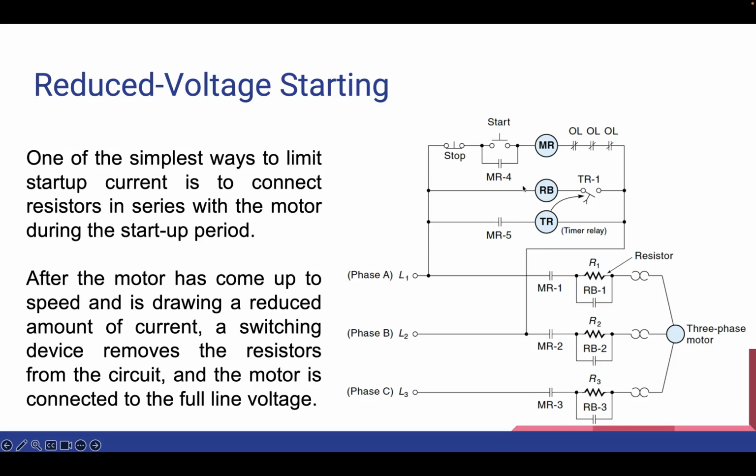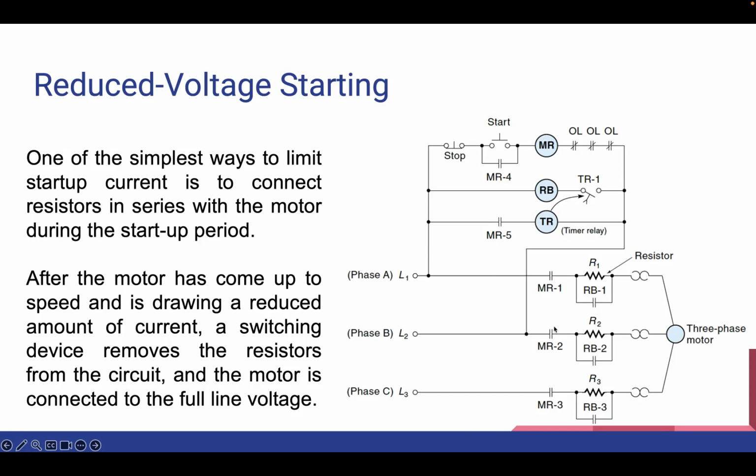Once the timer relay times out, the contact TR1 closes, and when it closes, it allows the relay coil RB to energize. Now this relay RB is equipped with the contacts RB1 and RB3, which connect the motor directly to the power lines, bypassing the resistors.